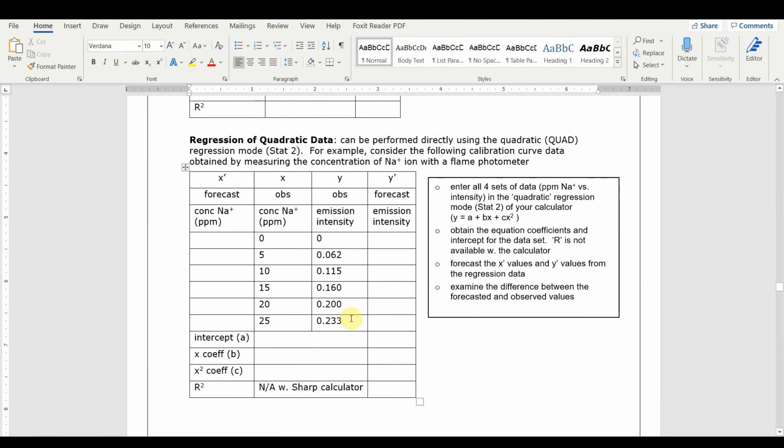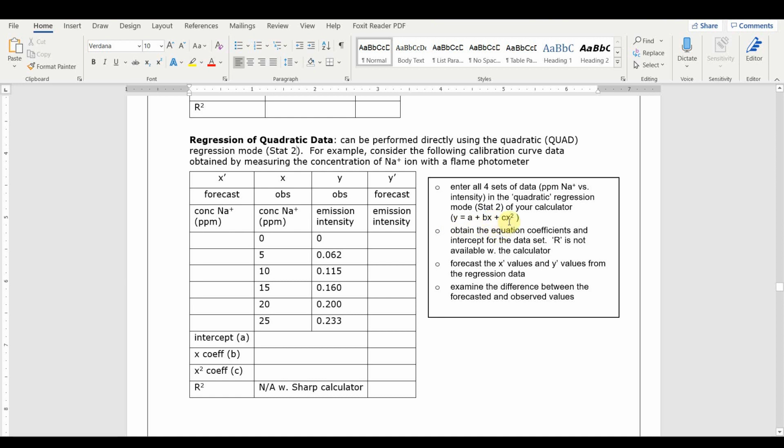Regression of quadratic data. On page 241, I have a data set that I would like you to enter into the quadratic regression mode of your calculator. That would be stat 2. Quadratics have the form y equals a plus bx plus cx squared.